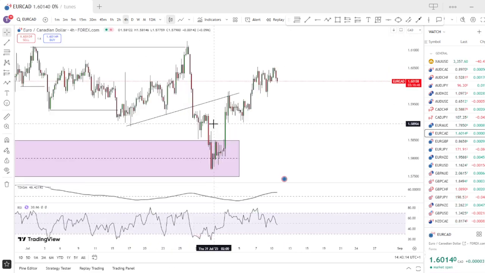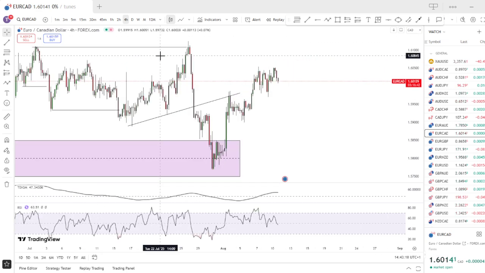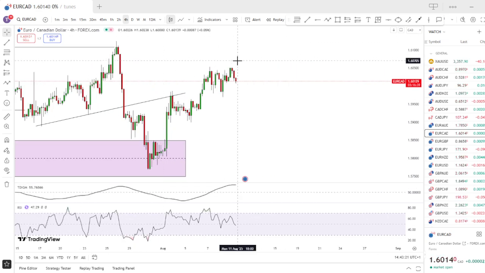Next up, without taking too much of our time, let's just go to Euro CAD. Euro CAD looks like it still wants to give us a drop.